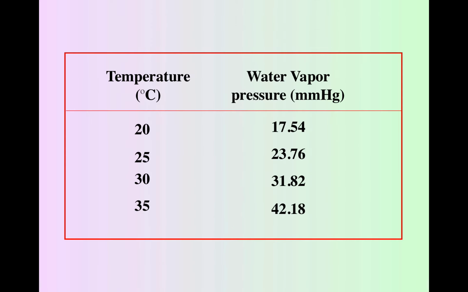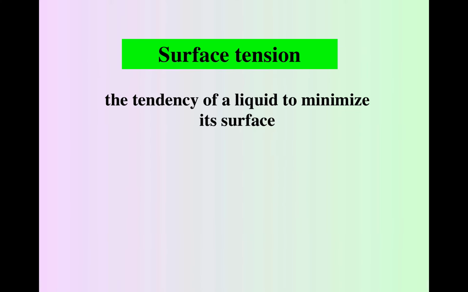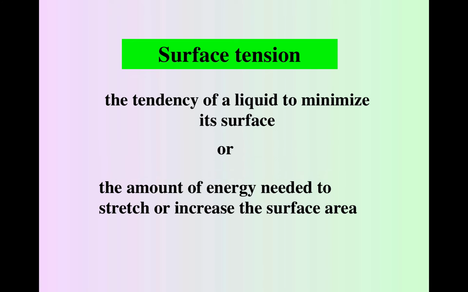All right, so just looking at some data: increase the temperature, increase the vapor pressure. So it's a direct relationship. Now surface tension: strong intermolecular or interparticle attractions, high surface tension. Surface tension is defined as the resistance of a liquid to stretching.